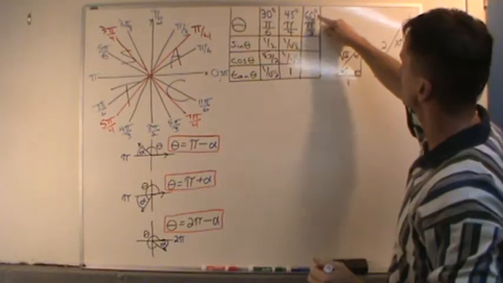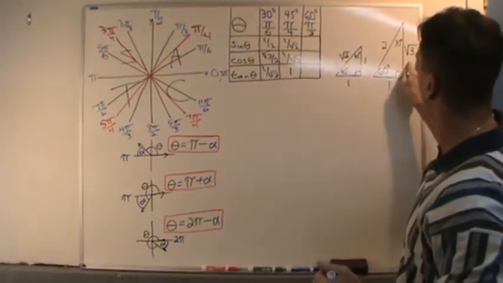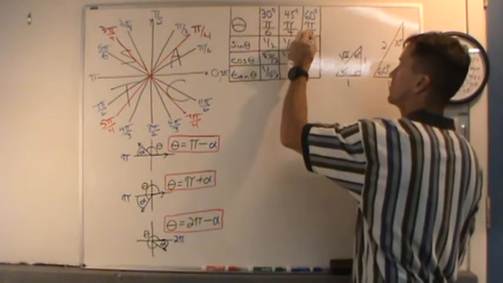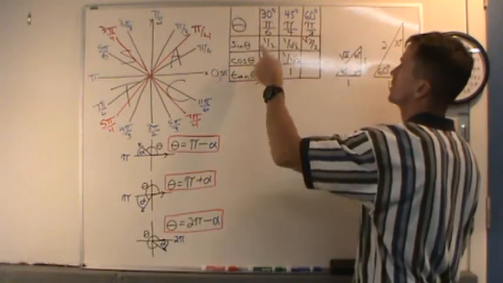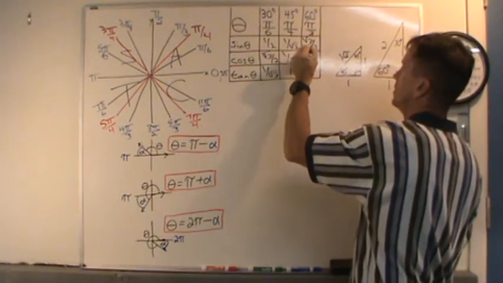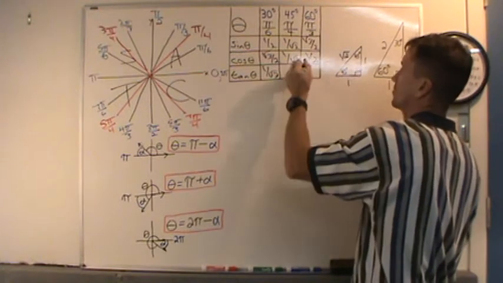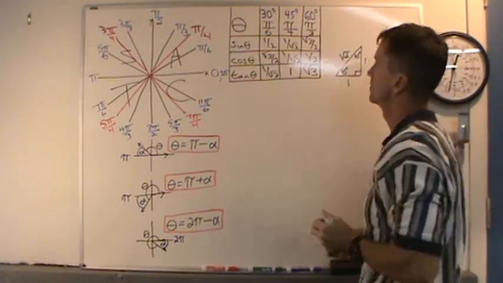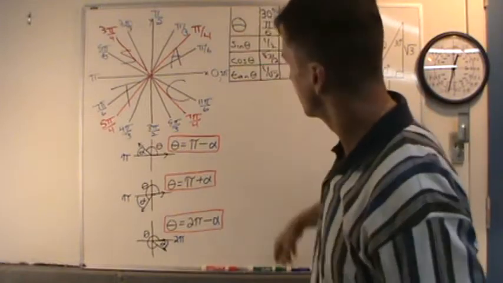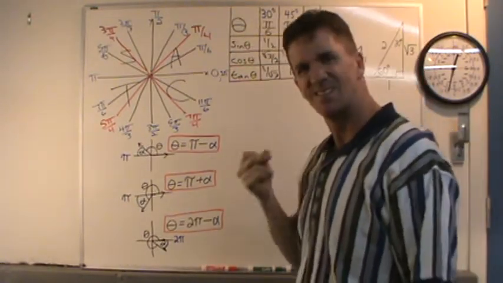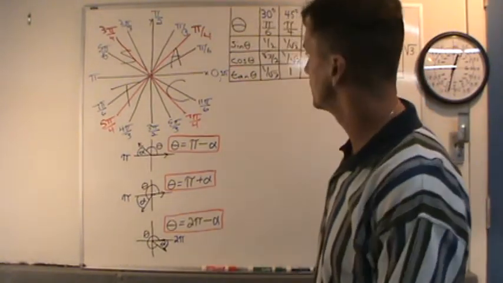And sine of pi over 3, the sine of 60 degrees, opposite over hypotenuse, square root of 3 over 2. Cosine of 60 is 1 over 2, the adjacent over hypotenuse. Tangent of 60 degrees, square root of 3 over 1. I'll just put square root of 3. Alright, now we know all this stuff. Yeah, solving trig equations can be a piece of cake.